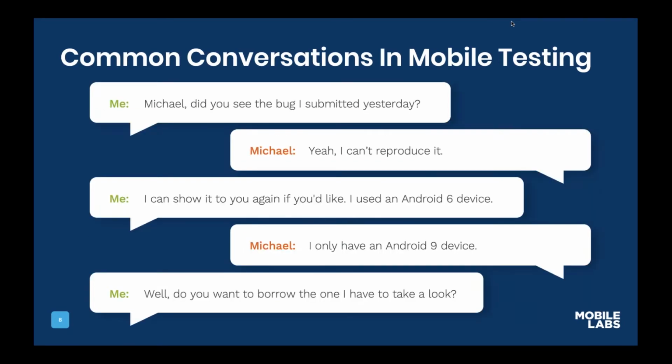Can't get that done. And then this one is not necessarily related to only mobile testing, but it illustrates a point. I'm asking Michael if he saw the bug that I submitted yesterday from testing, and Michael says he can't reproduce it. Typical developer response in my scenario. I can show it to you again if you'd like. I used an Android 6 device. Well, Michael's saying he only has an Android 9 device. Well, there we have it. We're not able to reproduce bugs because we don't all share the same device. I'm offering to let him borrow the one I have so he can get the bug fixed, right?